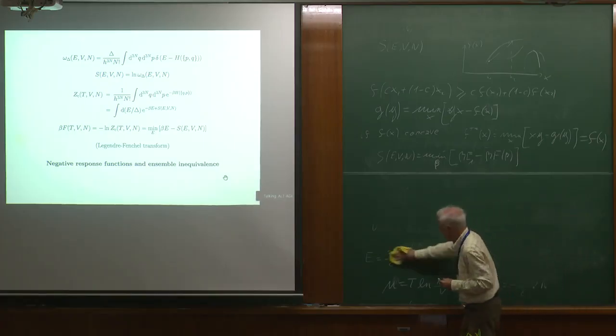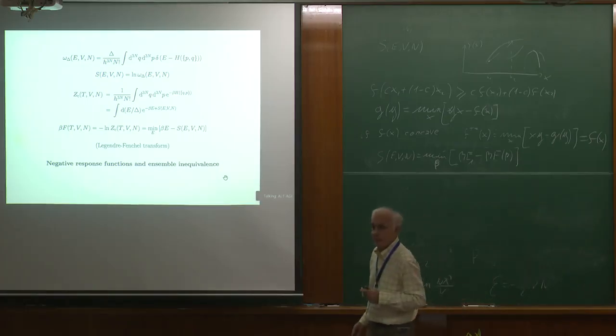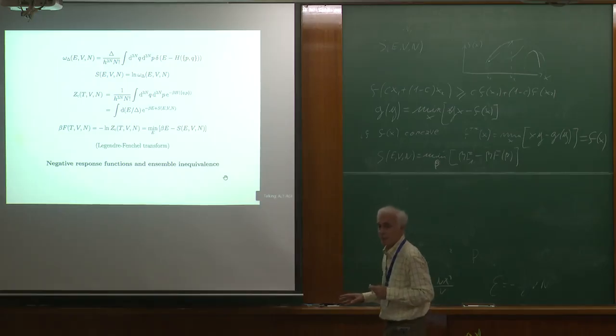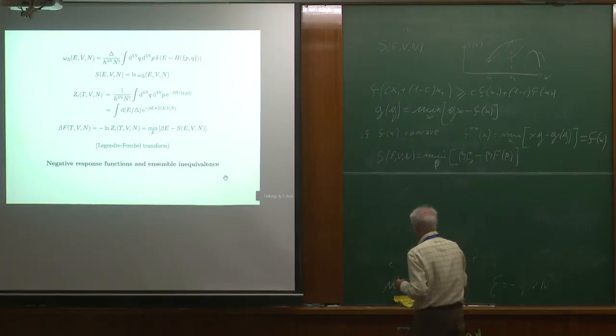Yes? S could have a convex intruder. S is convex in both E and V, but now I'm considering the dependence on E. S could have a convex intruder, but F is always concave. If beta F is concave, whatever the form of S. Whatever the form. Yes.